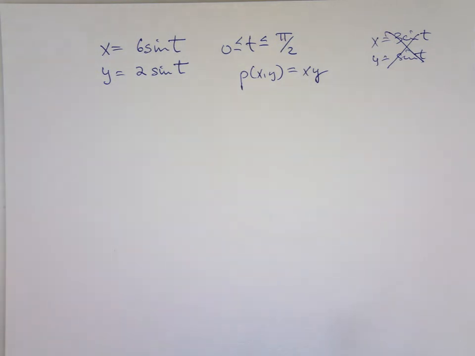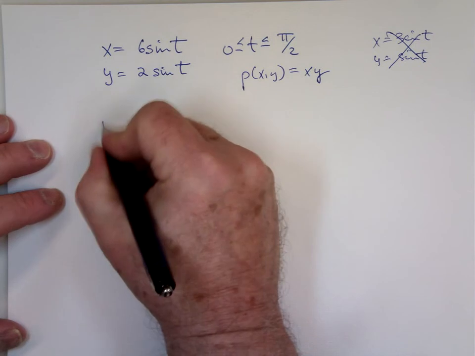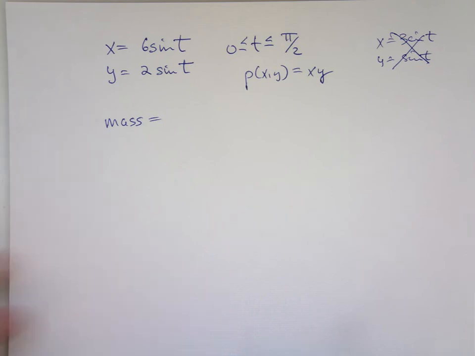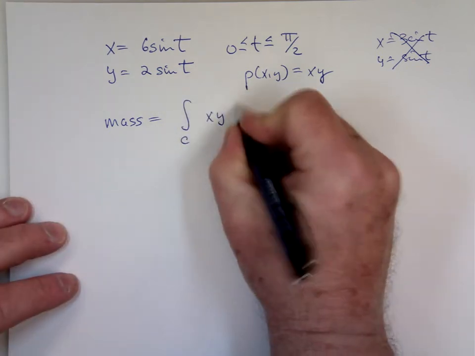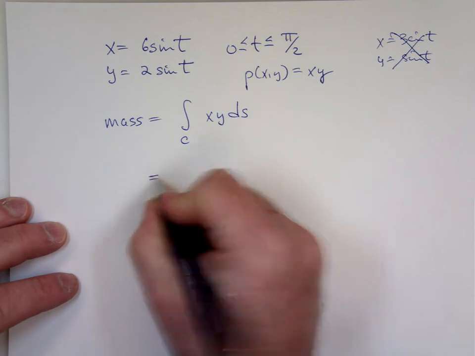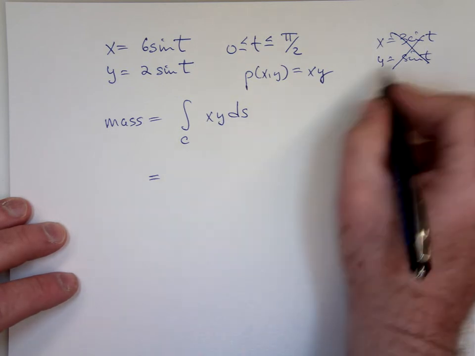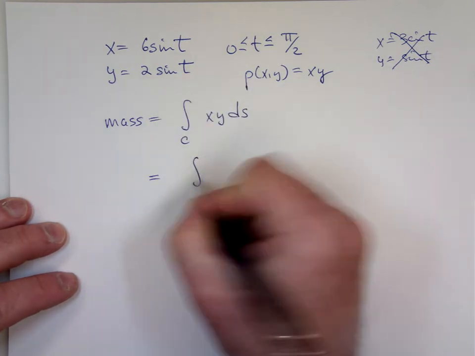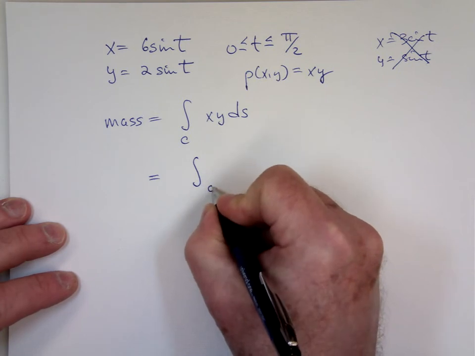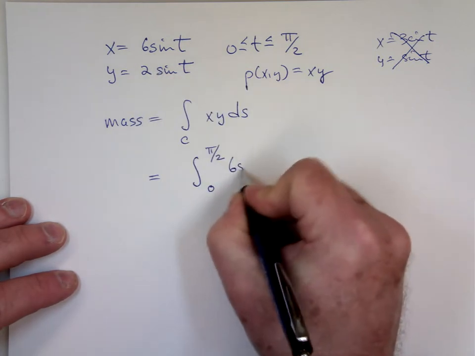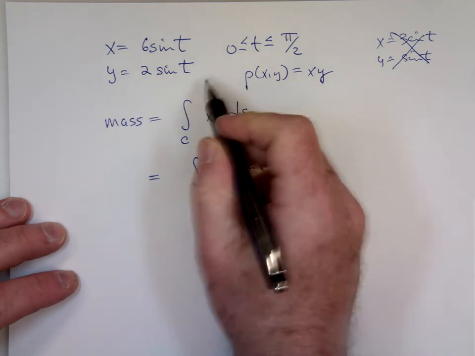Okay, you ready? All right, so here we go. The problem is to find the mass of this wire. The mass is equal to the line integral of our density ds, just like before. I'm doing the same problem with a different parameterization. Now I'm going to use this parameterization. So the integral is going from 0 to pi over 2. The x is now 6 sine t. The y is 2 sine t.